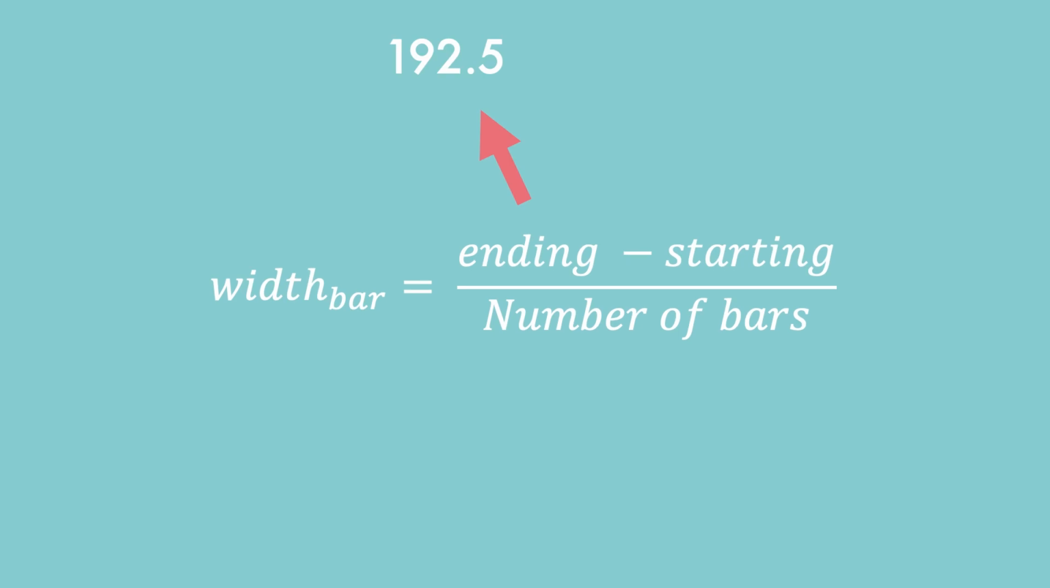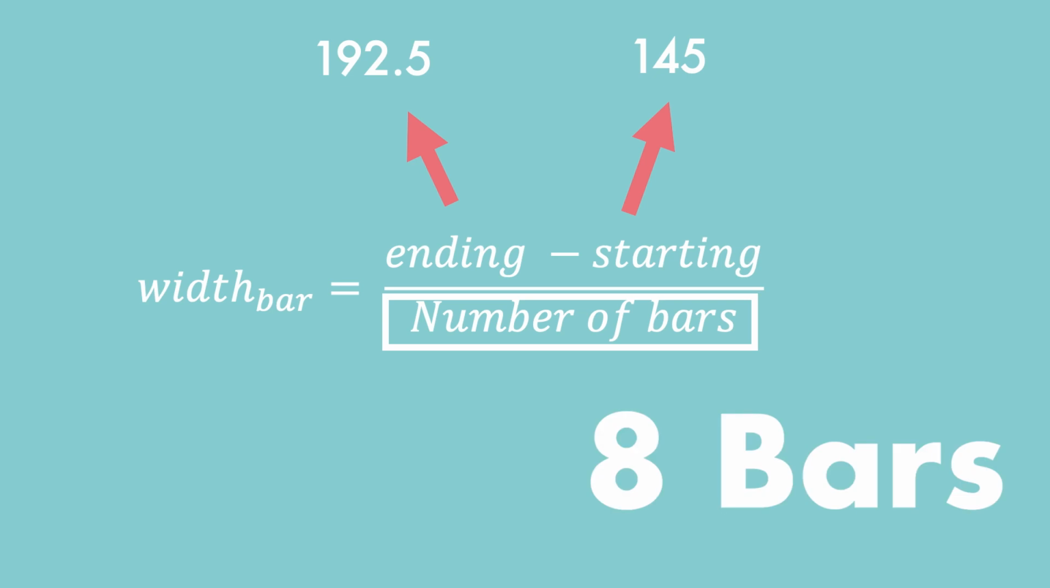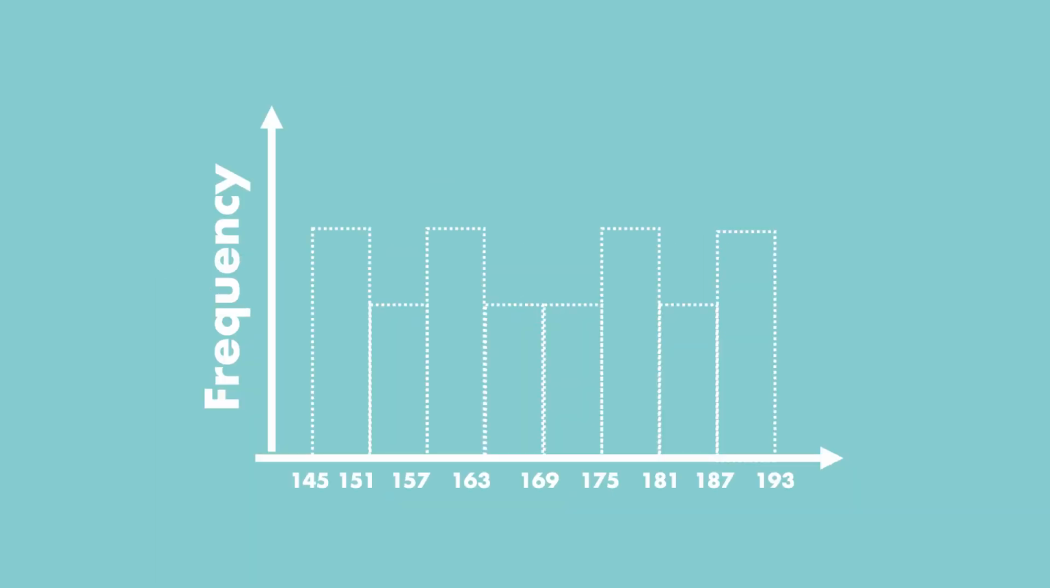subtract the ending point, 192.5, from the starting point, 145, and divide the result by the number of bars. You must choose the number of bars you desire. Suppose you choose 8 bars. The boundaries are 145, 151, 157, and so on.